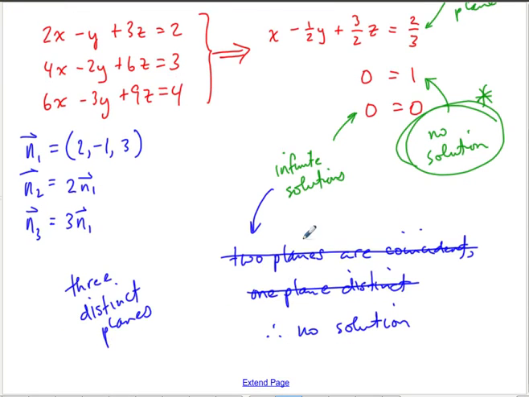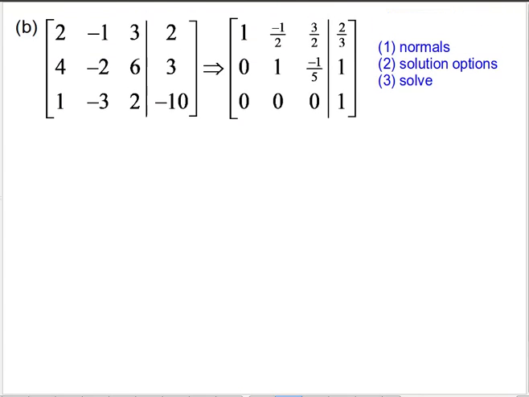Now, of course, I loaded that. I knew where I wanted to go there. I already knew it was three distinct planes. I'd done this question before. But I want you to understand that you need to double check these things. Okay, now how about this one?